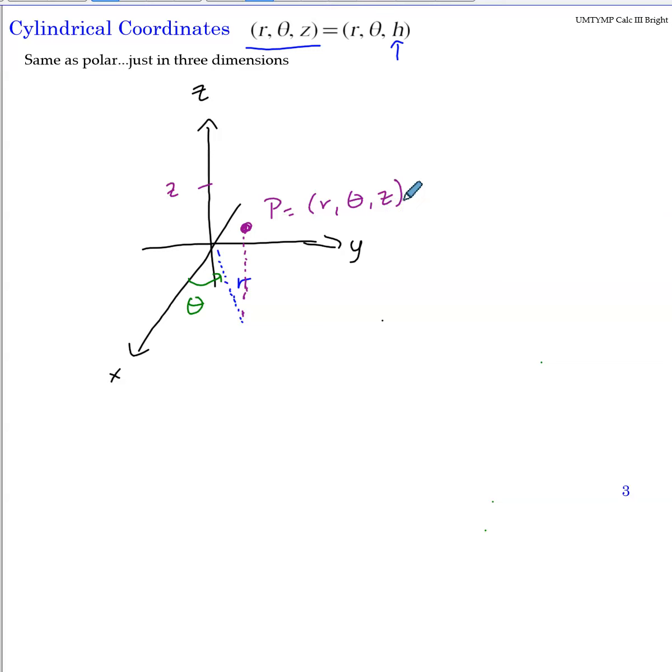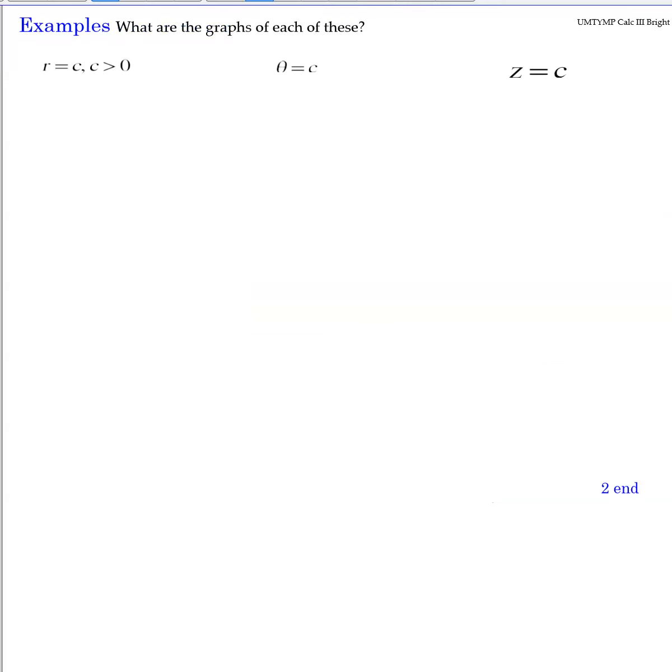Just a reminder, cylindrical coordinates, since they are an extension of polar, have every same piece of fact that polar does. So in cylindrical, r can be negative, theta can be negative, z can be negative. That's all fine and well. So let's think about these. I encourage you to pause the video and think through what the graphs of each of these would look like. And then when we resume, we'll go ahead and discuss.